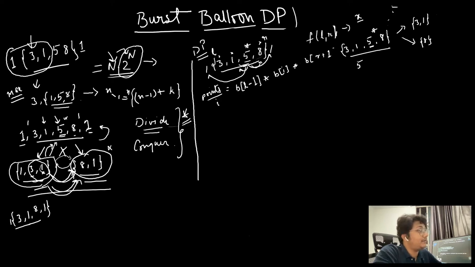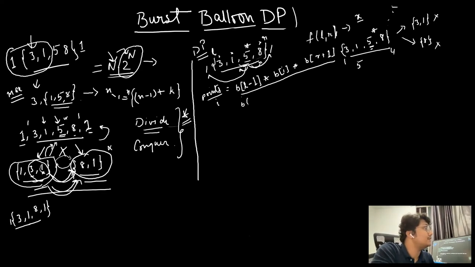So this is how we are going to calculate the points for the number which will be bursting at the end. So let's say for 5, if this problem and this problem is solved, then this is how we are going to calculate the points for 5. Let's say for 5, the L was 1 and the R was 4.